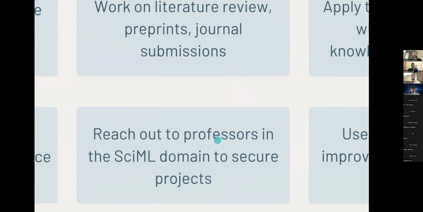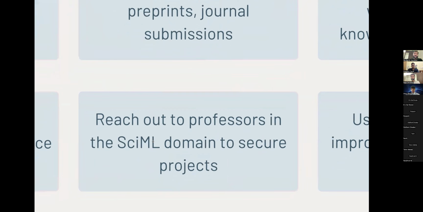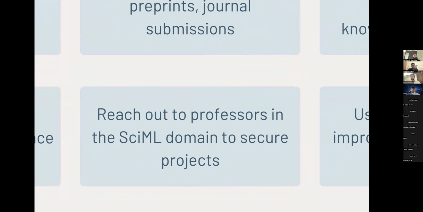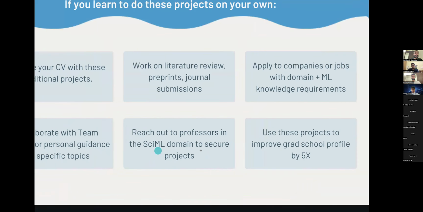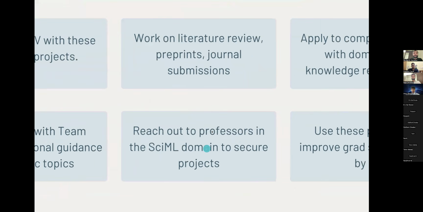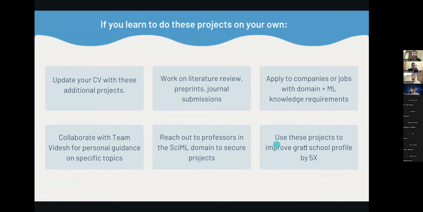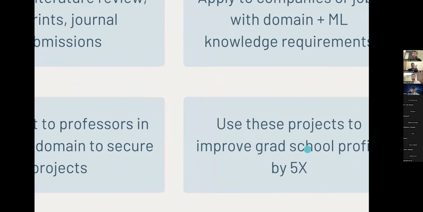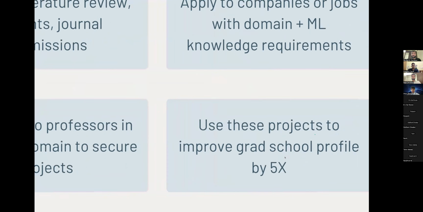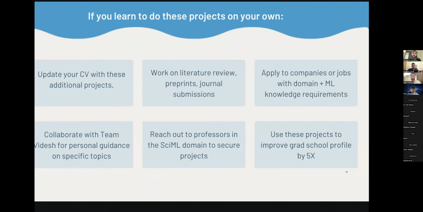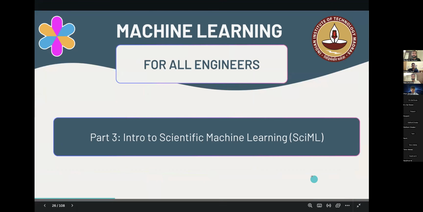You can even do many things like you can reach out to professors in the field of scientific machine learning. So since I was at MIT working in this field, I know that there are many professors at MIT, Stanford, all these top universities who are looking for bright students who are knowledgeable in the field of SciML. So if you have done some initial projects and have publications, you can reach out to these professors and you can start projects with these professors at these top universities. Doing scientific ML projects can also improve your grad school profile tremendously, as we have personally seen from the students enrolled in our scientific ML bootcamp.